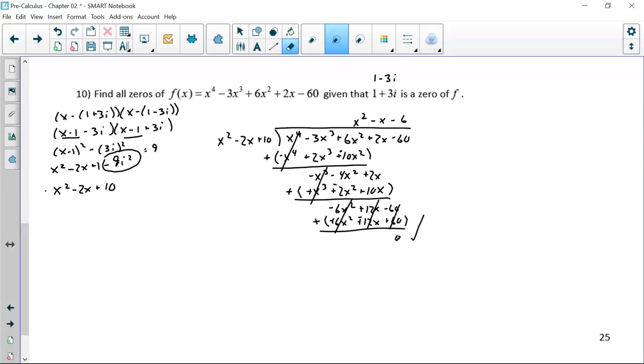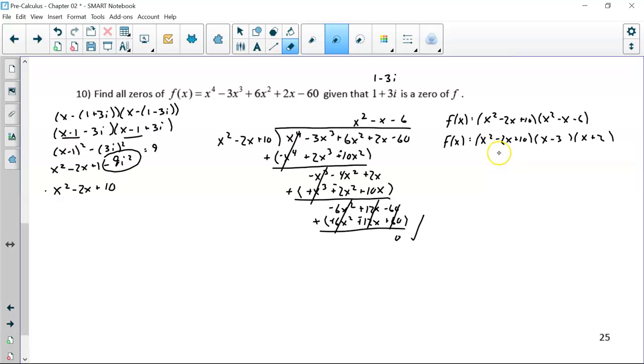So if we're looking to factor this, f of x equals, so far, x squared minus 2x plus 10. And the remaining factor is x squared minus x minus 6. So f of x equals x squared minus 2x plus 10. We can't factor that nicely. But the other factor, x squared minus x minus 6, is just x minus 3 and x plus 2.